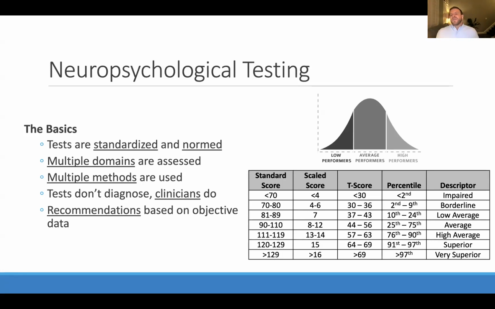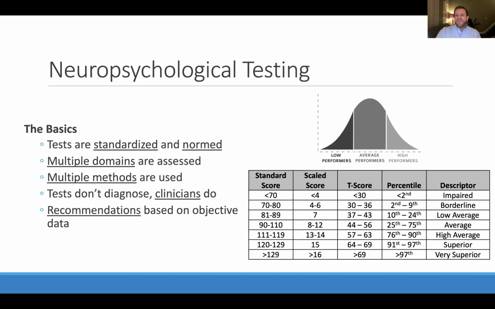The instruments are normed too. So many times when we look at scores, we're comparing them to this bell curve that maybe many of you have seen. And that shows the distribution of where folks fall in terms of a given skill. By using normative data, by comparing to groups of thousands of individuals that have been selected to be representative of oftentimes the US population, we're able to see where that individual might fall.